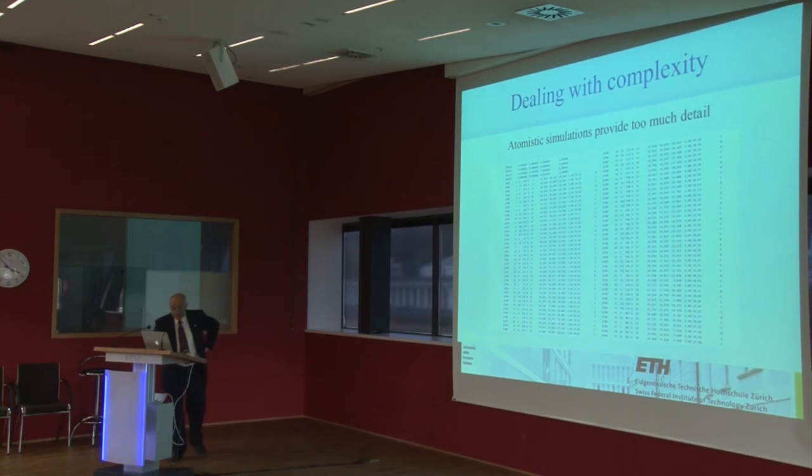The output of an atomistic simulation is like this. It's a list of numbers. They say atom 1, atom 2, atom 3. It gives its coordinates and the structure. So it's too much information. You really overwork.